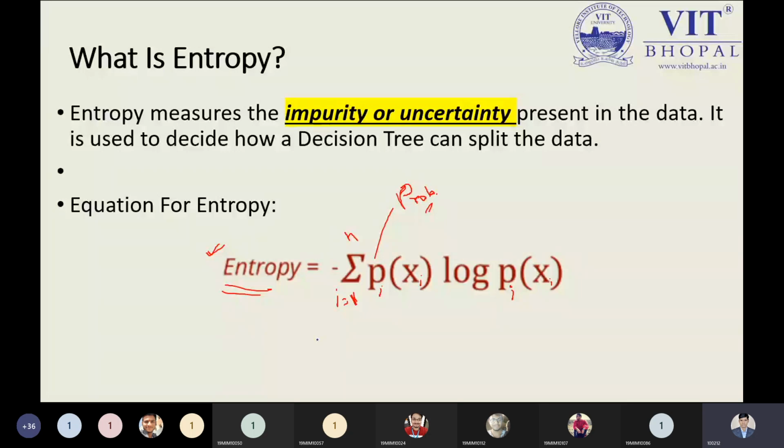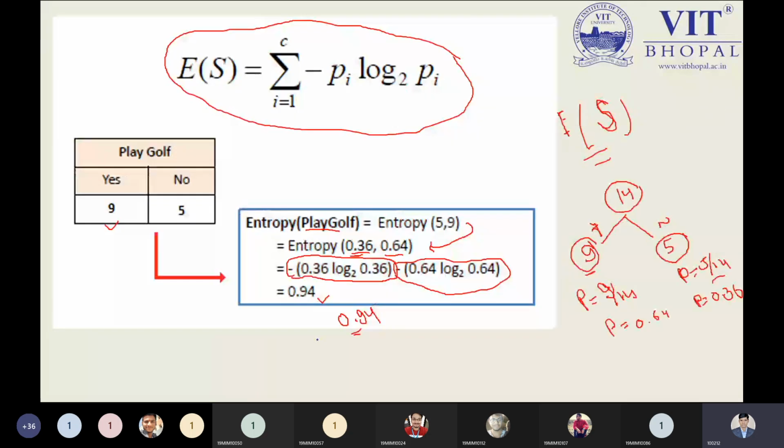So what is the equation? Summation from i equal to 1 to n. If we have n number of things, and p which is probability, that is the equation we have over here. And to avoid confusion, I have a simple equation by which you can understand. Suppose S is a set of n data, some information group, and the equation is the summation from i equal to 1 to C, where C is the total number of classes we are carrying, of negative Pi log base 2 of Pi. So from this point we can put in the values.